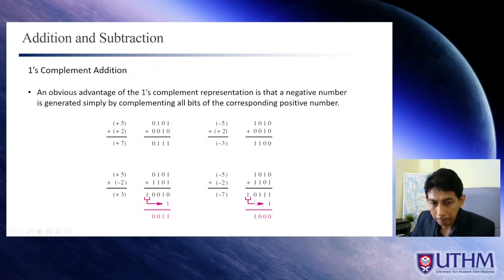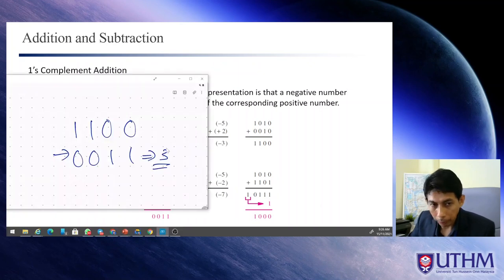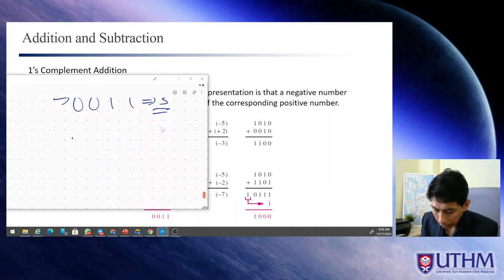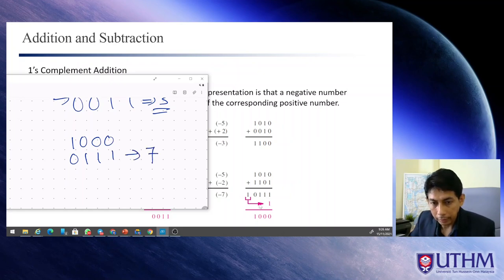Here also the same. We have carry. And this is 8. Minus 7, sorry. Minus 5, minus 2. We have minus 7. Is it correct? Minus 7? Yes. If you complement this value, 1000, you complement, you have 7. And this is minus 7. Still correct.